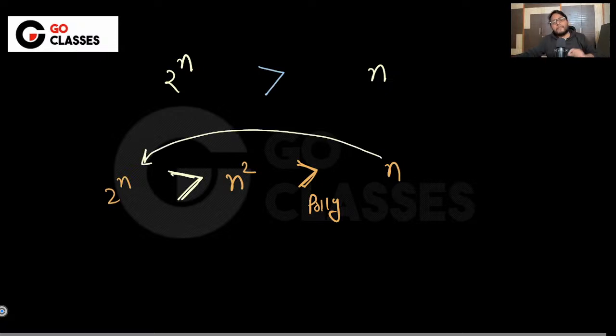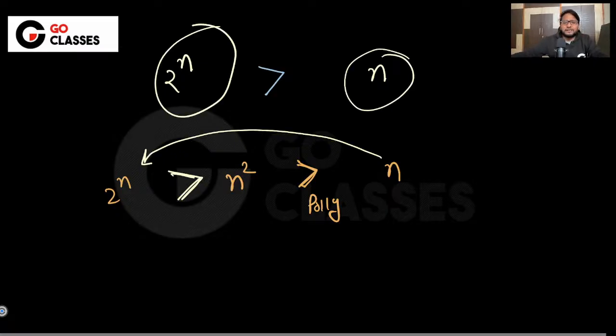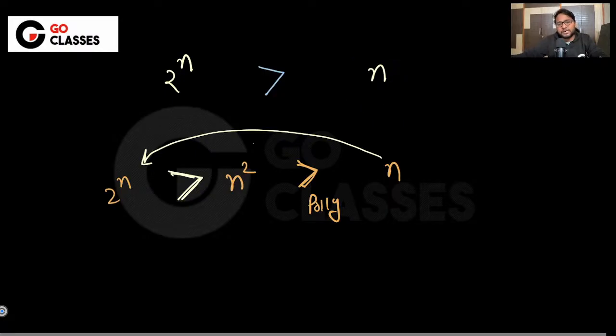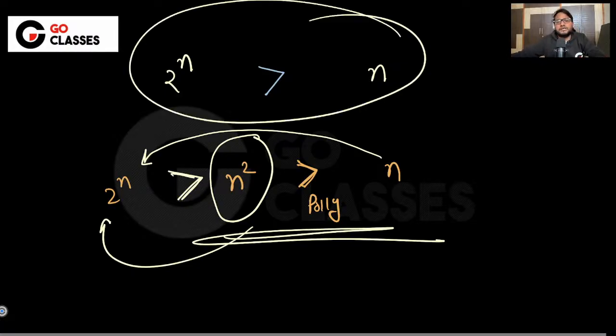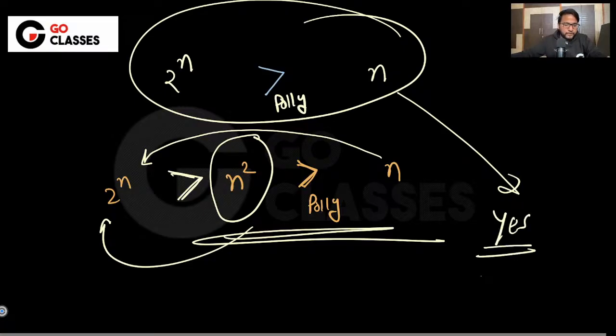I can tell you the formal definition of polynomially greater. Don't worry about it, I will tell you. But for now, understand this: if you want to compare two functions and you can't compare directly, then see if you can introduce something in between. If this is polynomially greater, then obviously this is polynomially greater. So by transitivity, you can say this is polynomially greater. Understood. So that is why these two are polynomially greater.